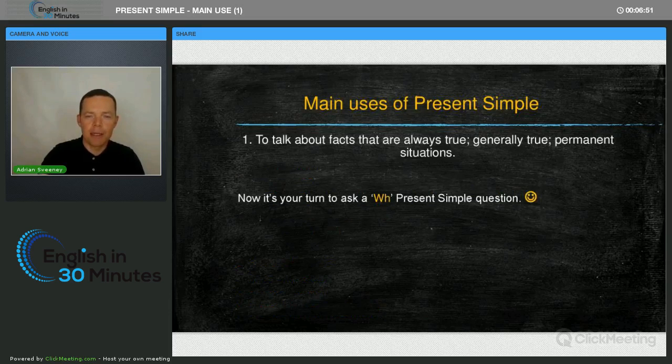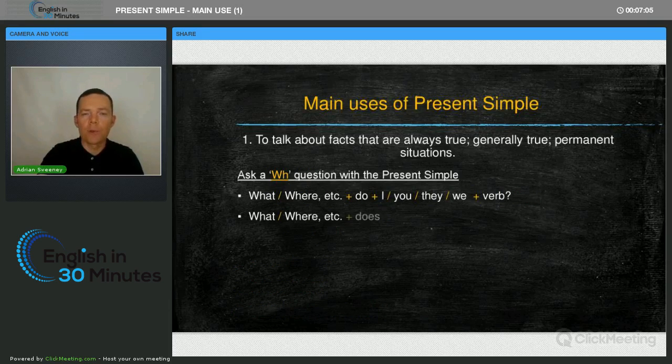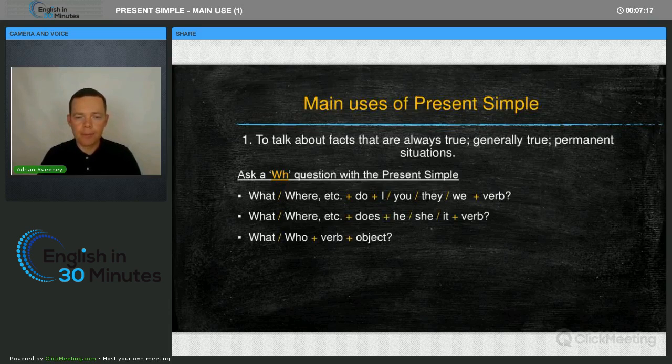Now it's your turn to ask a WH present simple question. I'll go through the form with you. So we begin with what, where, and then do, I, you, they, we, and then the verb. Or what, where, does, he, she, it, and then the verb. Or what, who, plus the verb, and then the object.